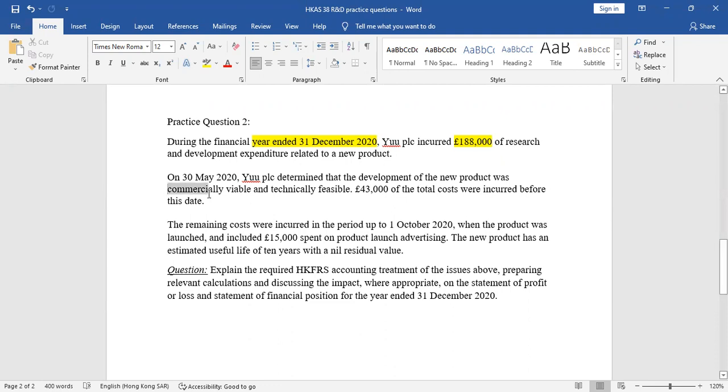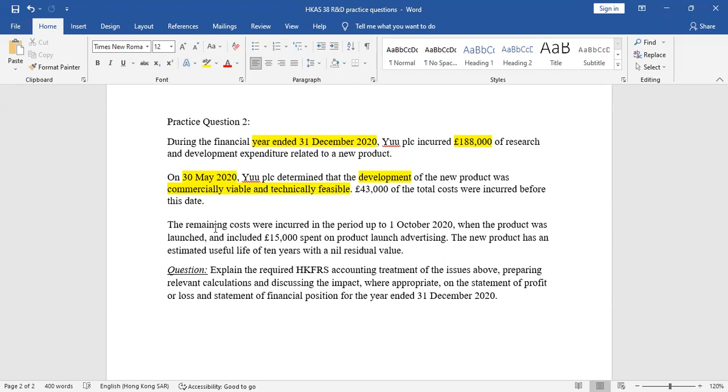So again, commercially viable and technically feasible, it's right there. These are very important key terms. You have to just highlight those things right then and there. And that happened on 30th May 2022, because I want you to pay attention to the timeline. It's very important. It puts things in perspective. So £43,000 of the total costs were incurred before this date, right? So now you see why dates are important. I hope you see why dates are important. So £43,000 were actually incurred before 30th May 2022.